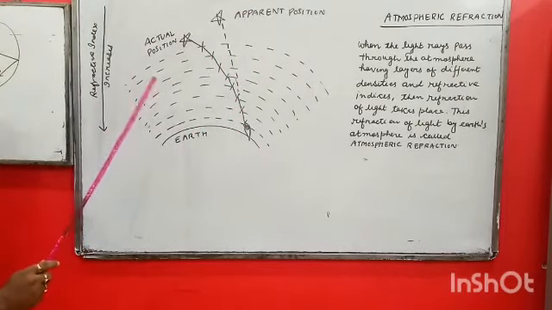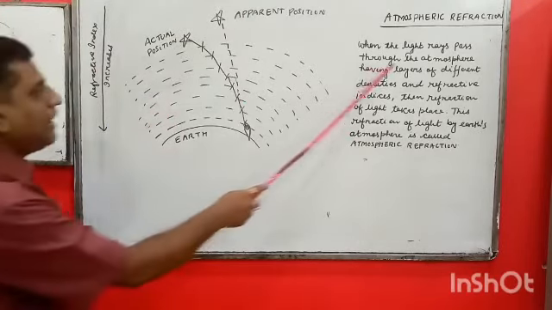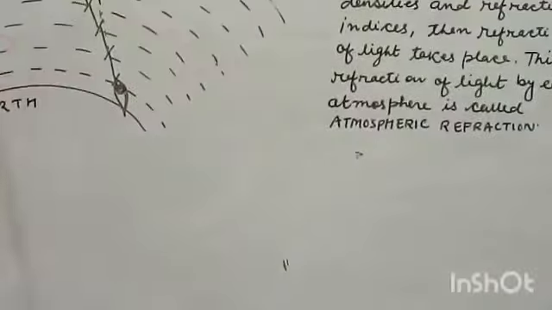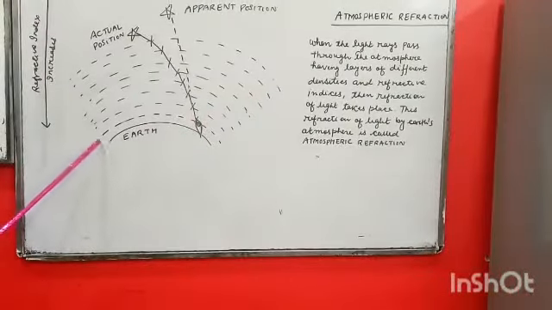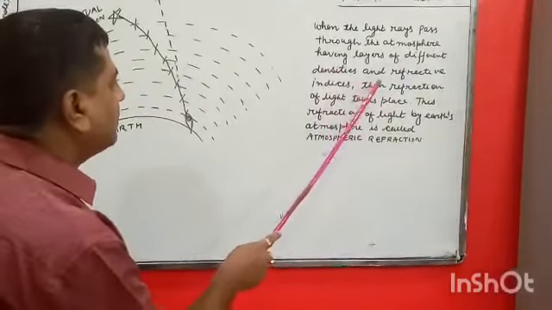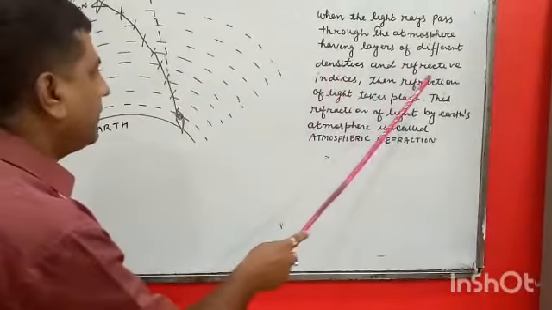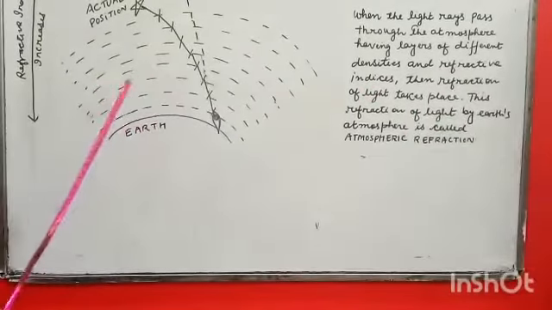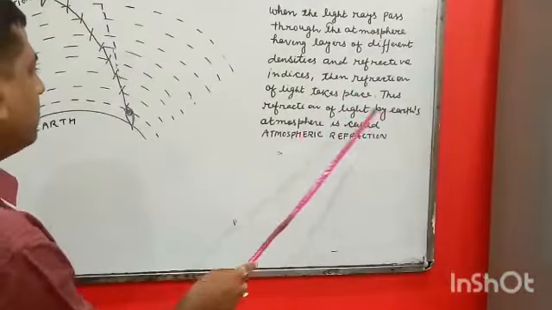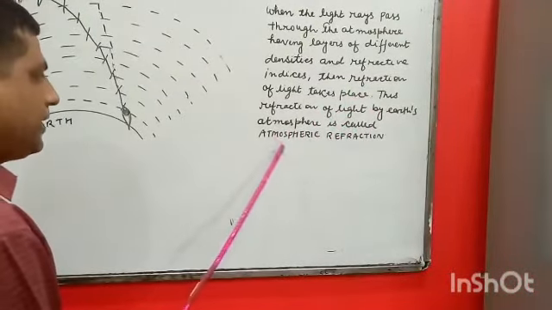These are all due to the phenomenon of atmospheric refraction. Now what is atmospheric refraction? When light rays pass through the atmosphere having layers of different densities, because as you go from the earth to the top, the density of the layers of atmosphere decreases. So that's why we have layers of different densities and refractive indices also. Why refractive index? Because the denser the medium, the greater the refractive index, and the greater the bending of light rays. This refraction of light by the Earth's atmosphere is called atmospheric refraction.